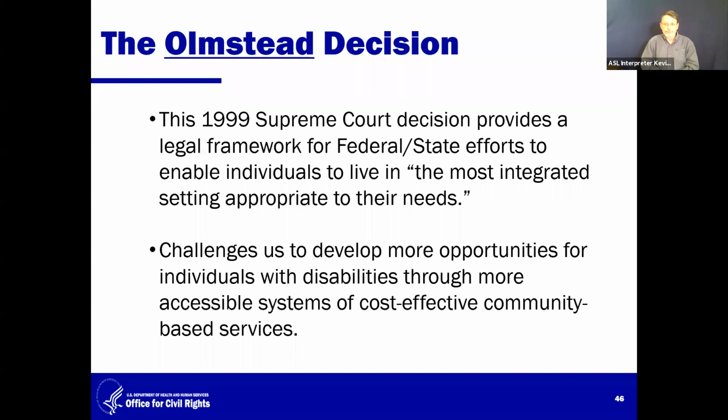So this all came to a head in 1999 in the Olmstead decision, where the Supreme Court provided a legal framework for federal and state efforts to enable individuals to live in the most integrated setting appropriate to their needs. This challenges us to develop more opportunities for individuals with disabilities through more accessible systems of cost-effective community-based services. Next slide, please.